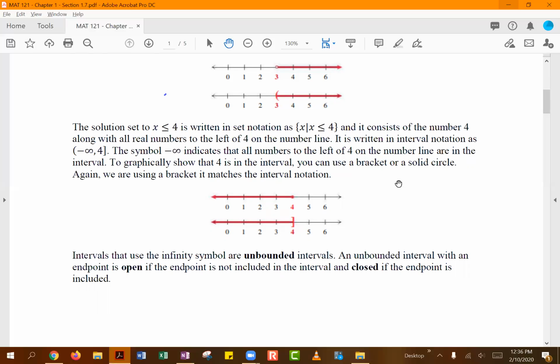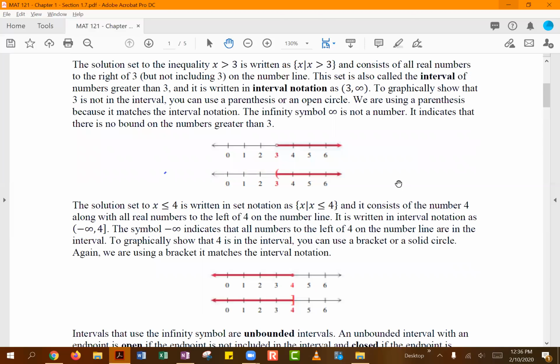So look at that first set again. 3 is smaller than infinity. That's why we write 3 first and then infinity, because this is positive infinity. When we write negative infinity to 4, any negative number is going to be smaller than a positive number, right? Think about it that way. Negative infinity is smaller than 4. So again, we write the smaller number on the left, the larger number on the right.